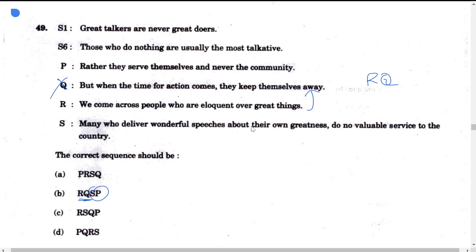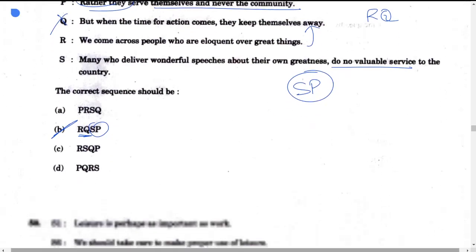Many who deliver wonderful speeches about their own greatness do no valuable service to the country. Can we use this? Rather, they don't do any valuable service. Rather, they serve themselves and never the community. Can be used. That means S and P combination also can be used. So RQ and S and P combination is B. So focus on the shortcuts.